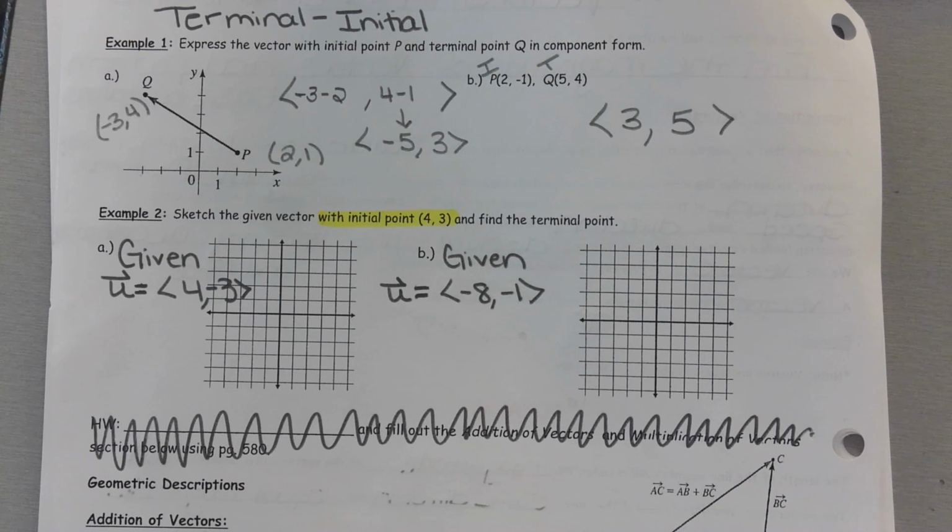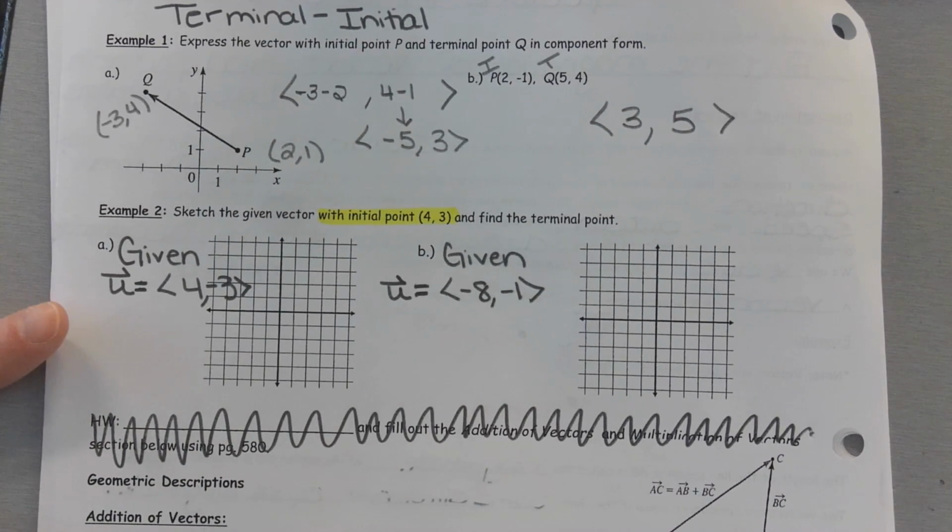Not a lot further, but a little further. Okay, so (4, 3) is my initial point for both of these, parts A and B. And then notice that it gives me my component form. So we're going to have to work backwards and figure out where the terminal point lives.